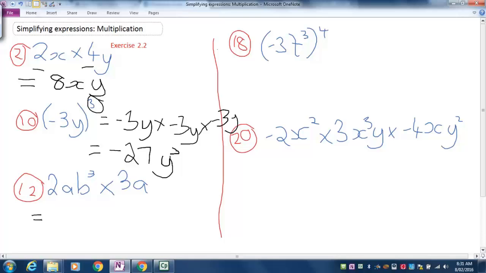For number 12, multiply the numbers first. 2 times 3 gives me 6. Then use your index laws to gather your other pronumerals. So a times a is a squared, and then that b cubed just gets multiplied through with the rest.